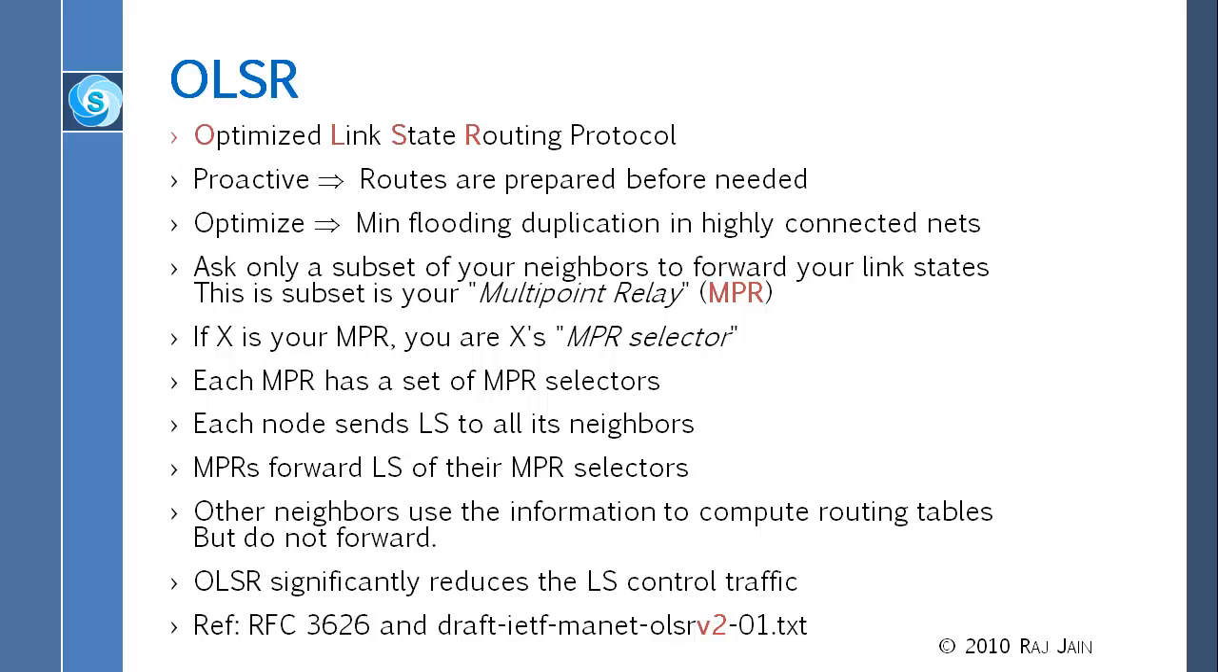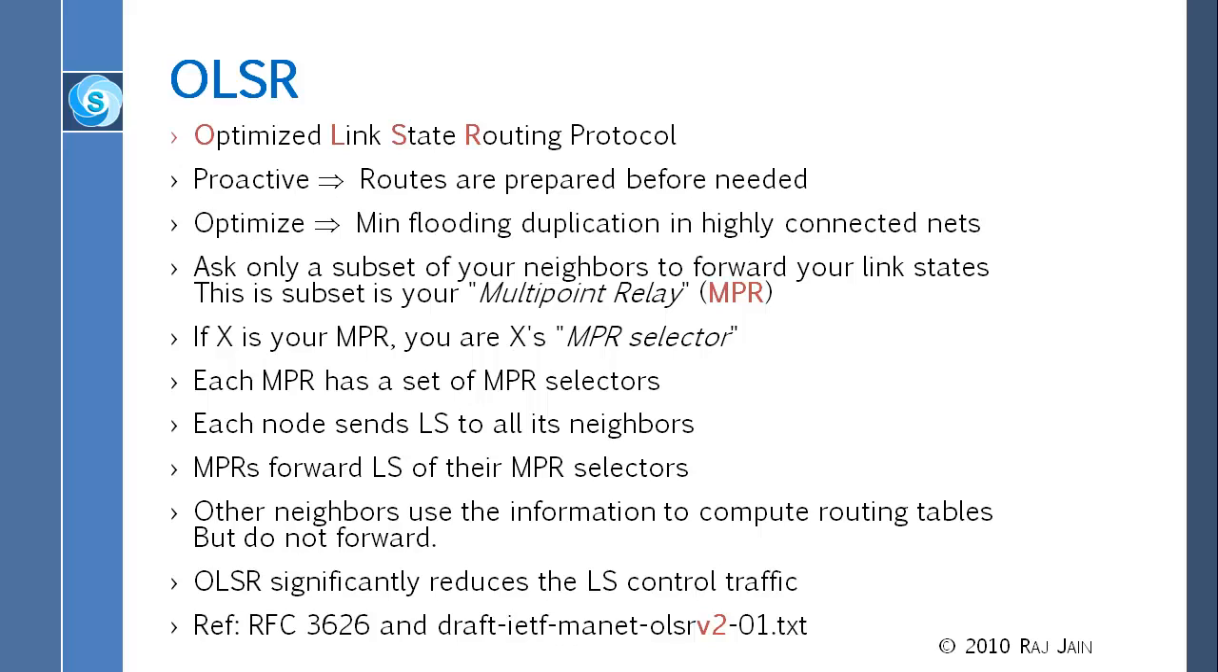So this is the key, OLSR, and please listen carefully to this particular part of the lecture because the homework is related to MPRs. If X is your MPR, what happens is every node selects a subset of its neighbors, which it calls MPRs. So if X is your MPR, then you are X's MPR selector. You are the selector, and the node X is the MPR, right? Each MPR has a set of MPR selectors. So each node which can be called an MPR actually has a set of nodes that have selected it. Those are called the set of MPR selectors.